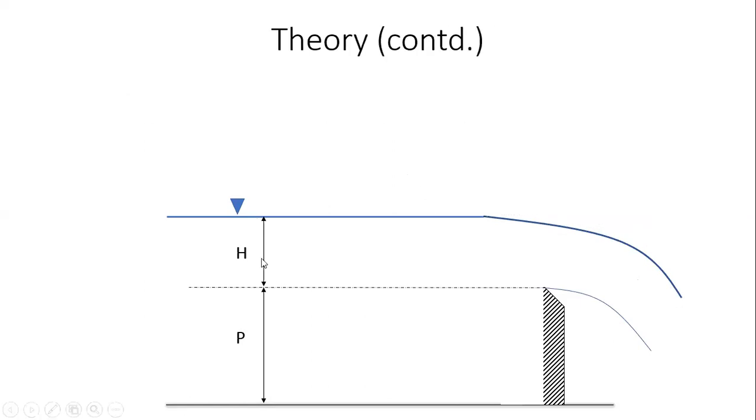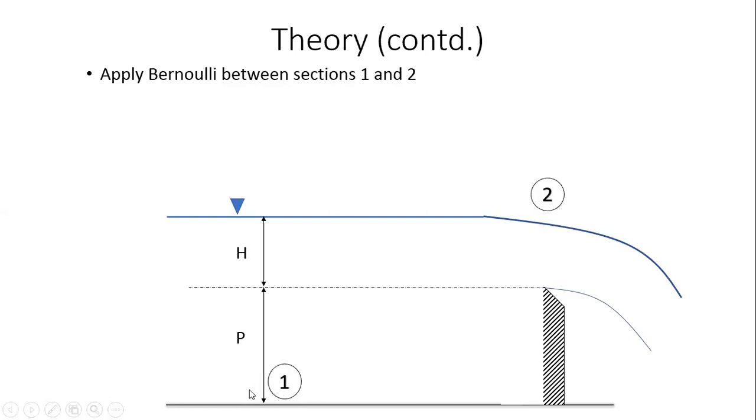So we have this sharp crested weir of height capital P, and water is backing up to a height of capital H. Now what I'm going to do is apply Bernoulli between sections 1 and 2. I'm going to pick section 1 over here, some considerable distance behind the weir, and section 2 will be right at the location of the weir. What is the total head at section 1? It will be capital P plus capital H plus V square by 2G, right?